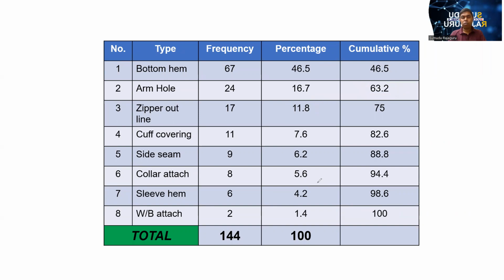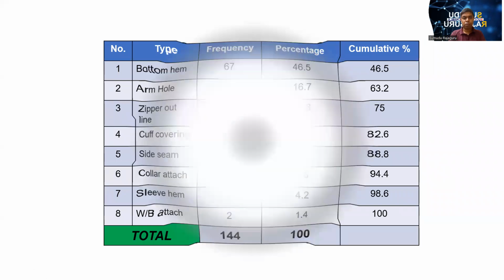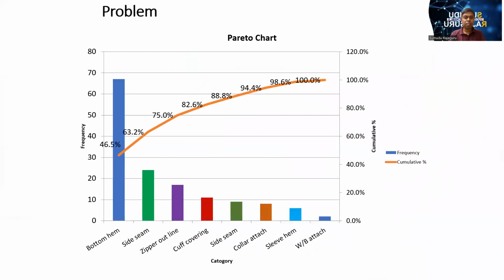Right. Now all the pre-activity is completed. Now we have to draw the histogram, the Pareto chart. It is like this. You can see, normally on the horizontal axis we represent the type of defects, the category. Then on the y-axis we consider the frequency. By considering the frequencies of the types of defects, we can draw this type of bar chart. For example, bottom hem, 67. Then side seam, 24. Zipper outline, 17. Cuff covering, 11. Like this we can prepare the bar chart.